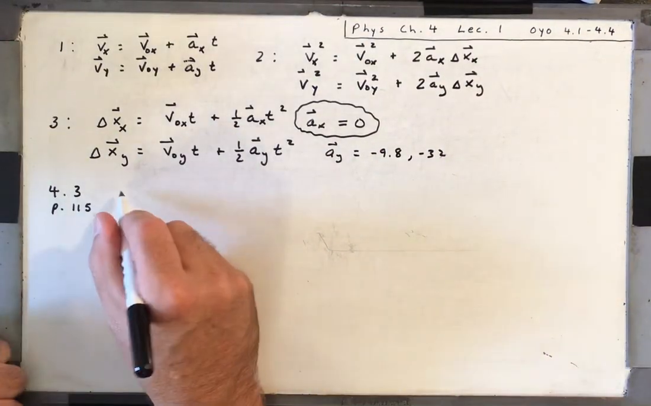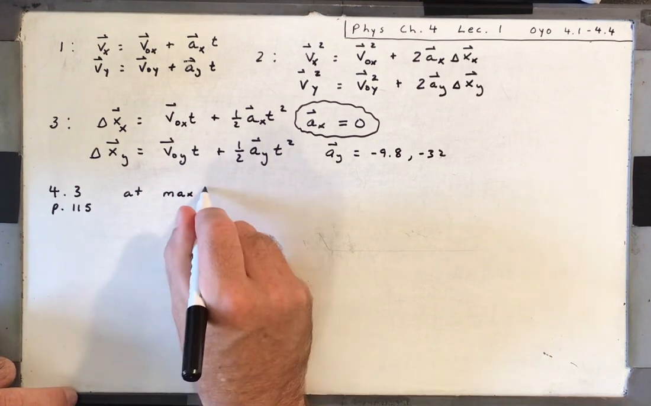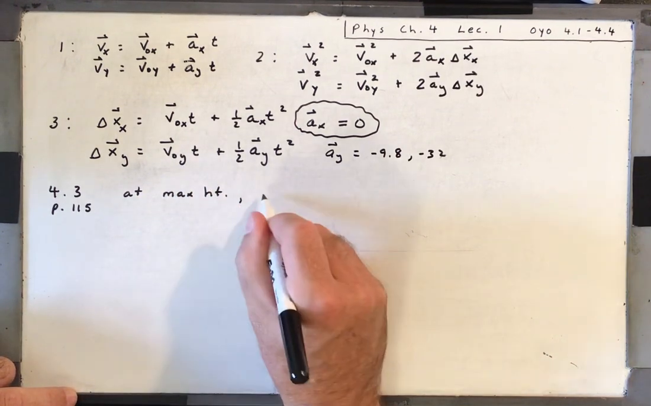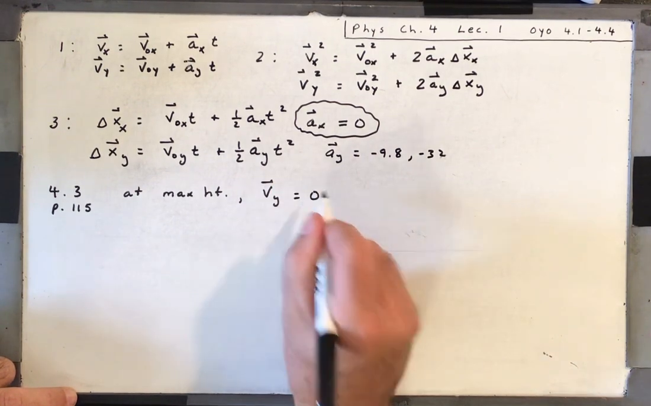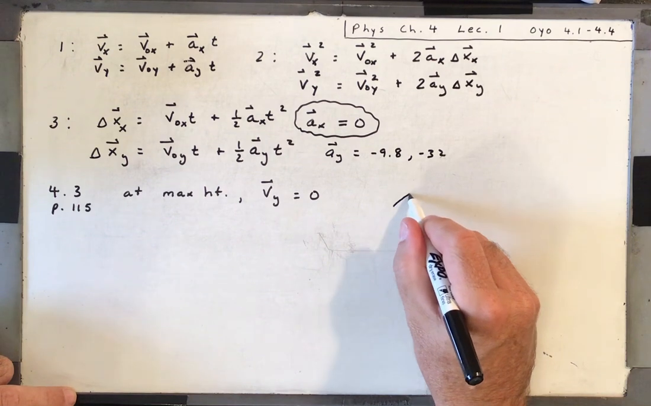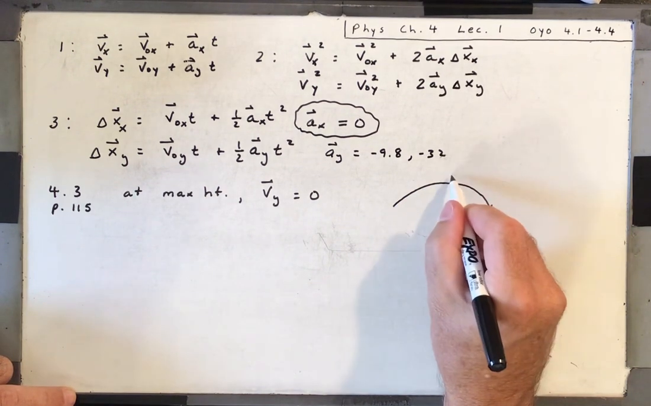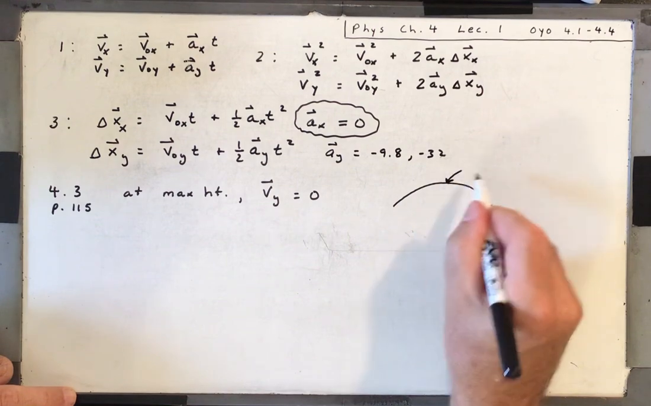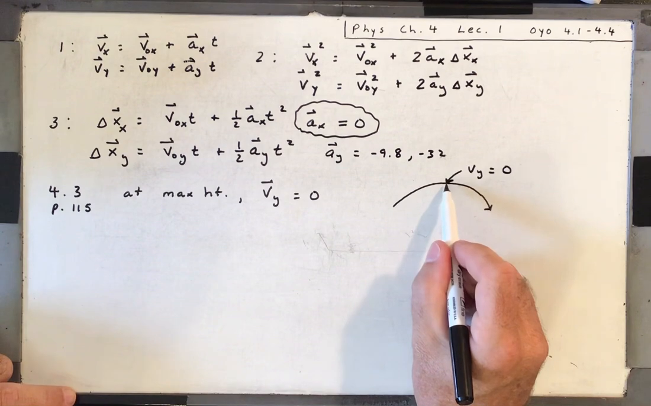One thing to remember here, at max height, the velocity in the y direction is 0. That's because with parabolic motion, that's a change of direction point. So the velocity, when it's changing direction, for that one moment in time is 0.